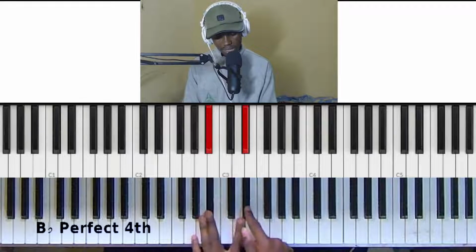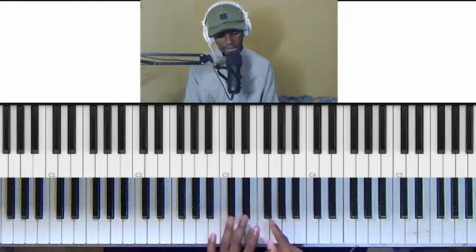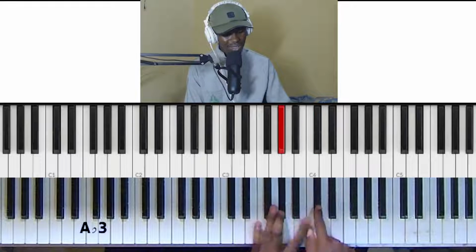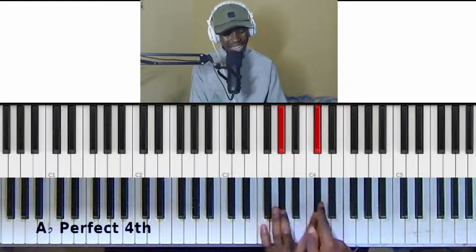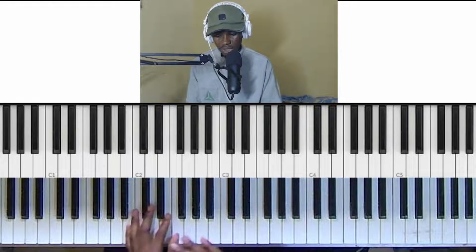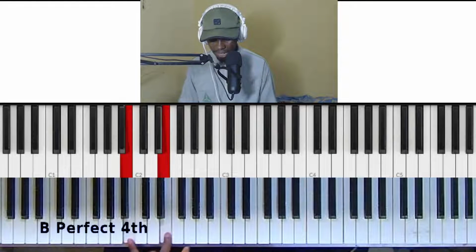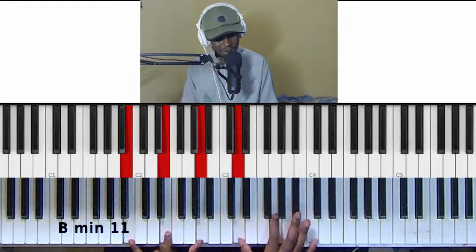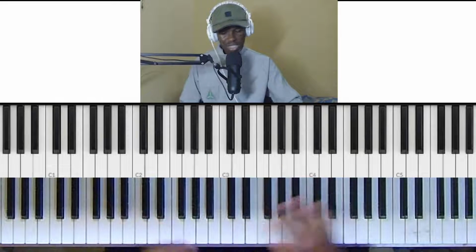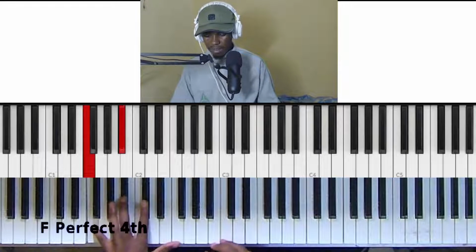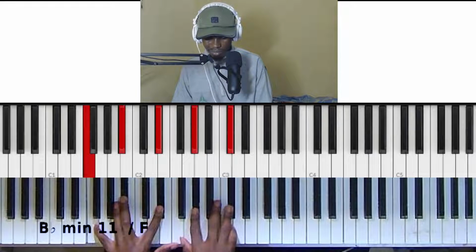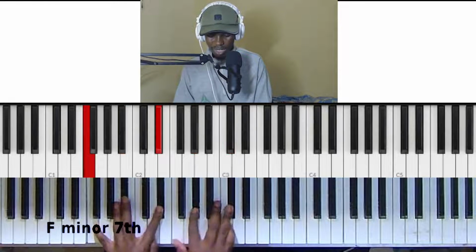B flat 7 to E flat 7, perfect 4th away. E flat 7 to A flat 7, perfect 4th away. A flat 7 to D flat 7, perfect 4th away. And then we come to C. It's the same thing we would have done if we were doing it in its normal sense as 7 3 6 2 5 1. All we are doing is using the tritone sub, so we're doing this: F, B flat, E flat, A flat, C sharp. Okay, to the 1.